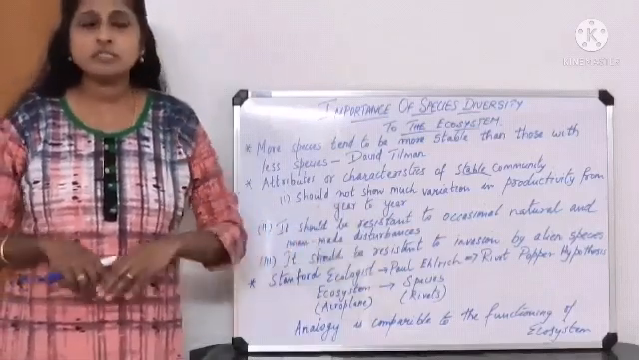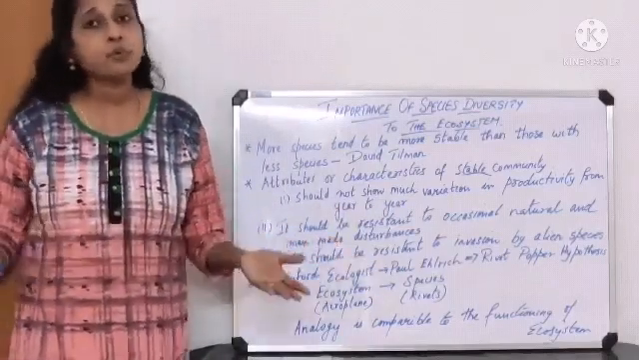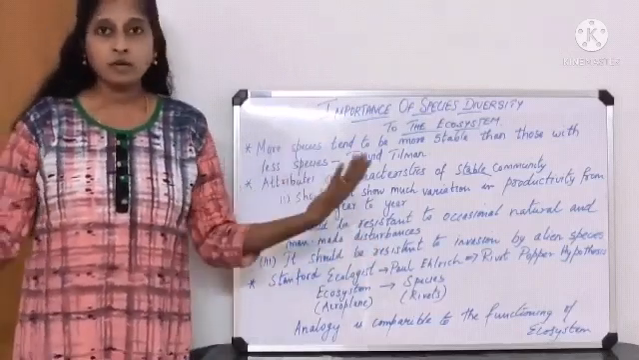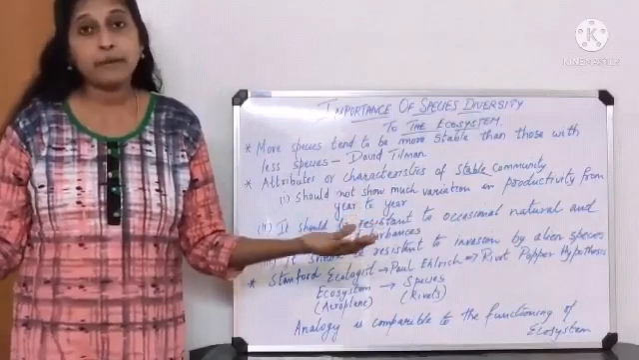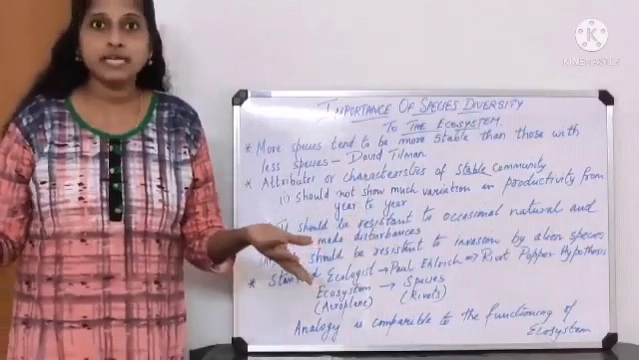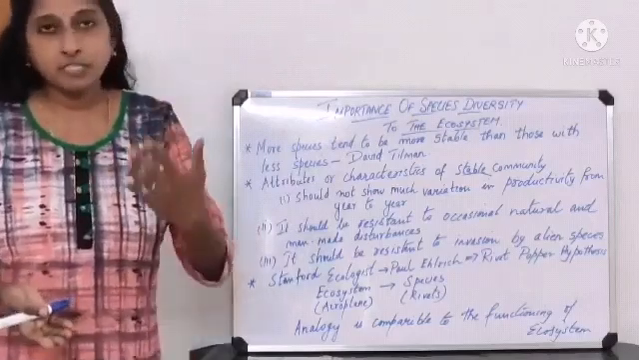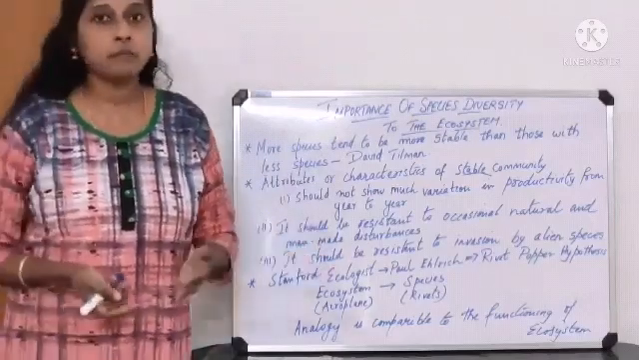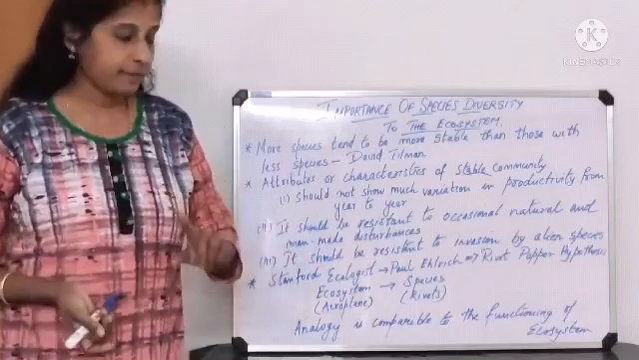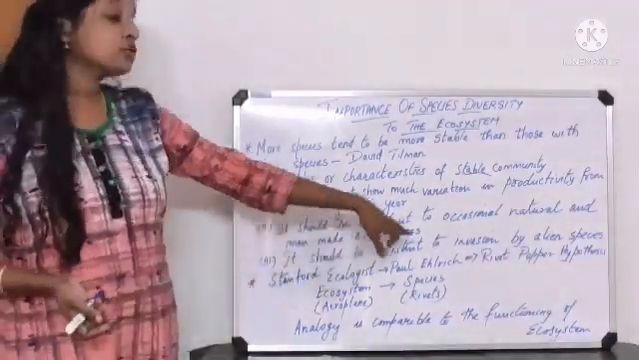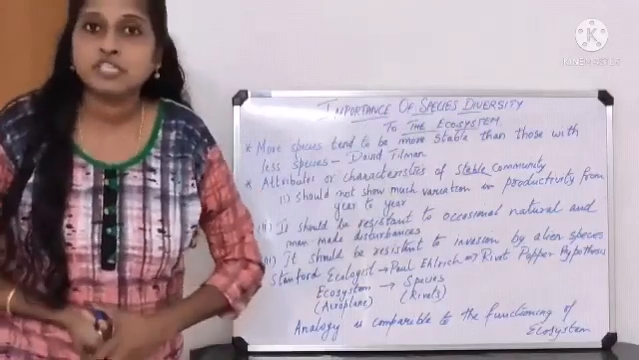If they do not have resistant power, they are prone to everything. When the species are exposed to something not natural, the species will die, isn't it? So obviously the species diversity will come down. In that case, that community is not going to be stable. And next is what? It should be resistant to invasion by alien species.